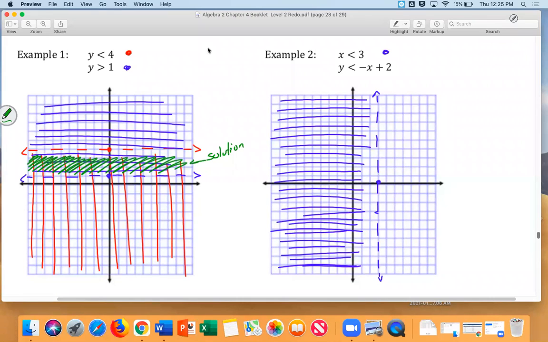This one says y is less than negative x plus 2. So I'm going to go to 2 on my y-axis. Then it says to go down 1, to the right one, down 1, to the right one. This is also why I kind of do my slope all the way out, as you'll see. Now this is dotted because there's no line, so I'm going to kind of connect my dots.